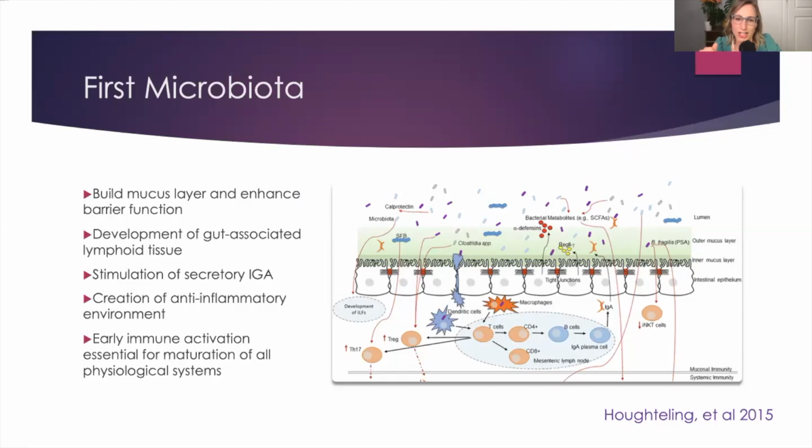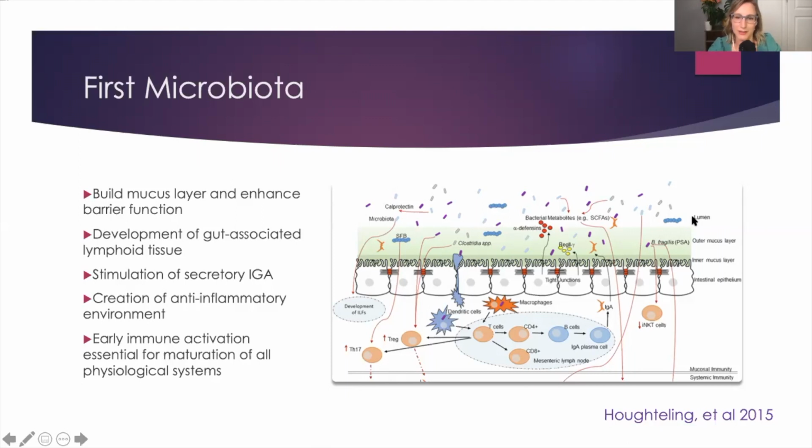Stimulation of secretory IgA, that's just another one of the named immunoglobulins. And it's one of the first ones that kind of comes on the scene when we're young children. And then it tries to create an anti-inflammatory environment. And this is really important because if we have a pro-inflammatory environment right out of the gate, then that's when we're going to be more susceptible to disease, upper respiratory tract infections, and allergic type reactions as young people. And then early immune activation, which is essential for maturation of all these physical symptoms.